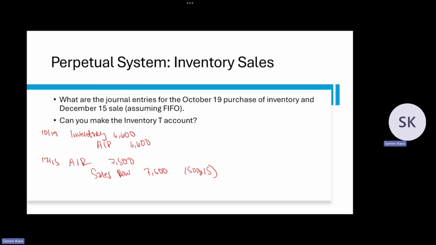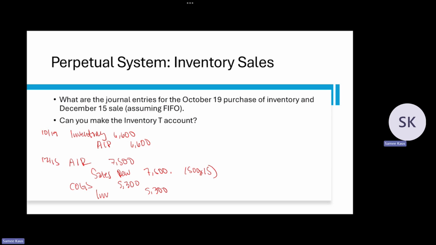Now, when I recognize that I am booking a sale, I also need to recognize my cost of goods sold, the cost of selling that product and the reduction of inventory. So under my FIFO method, make sure you can calculate this. I will have cost of goods sold of 5,300 and my inventory will be reduced by 5,300.